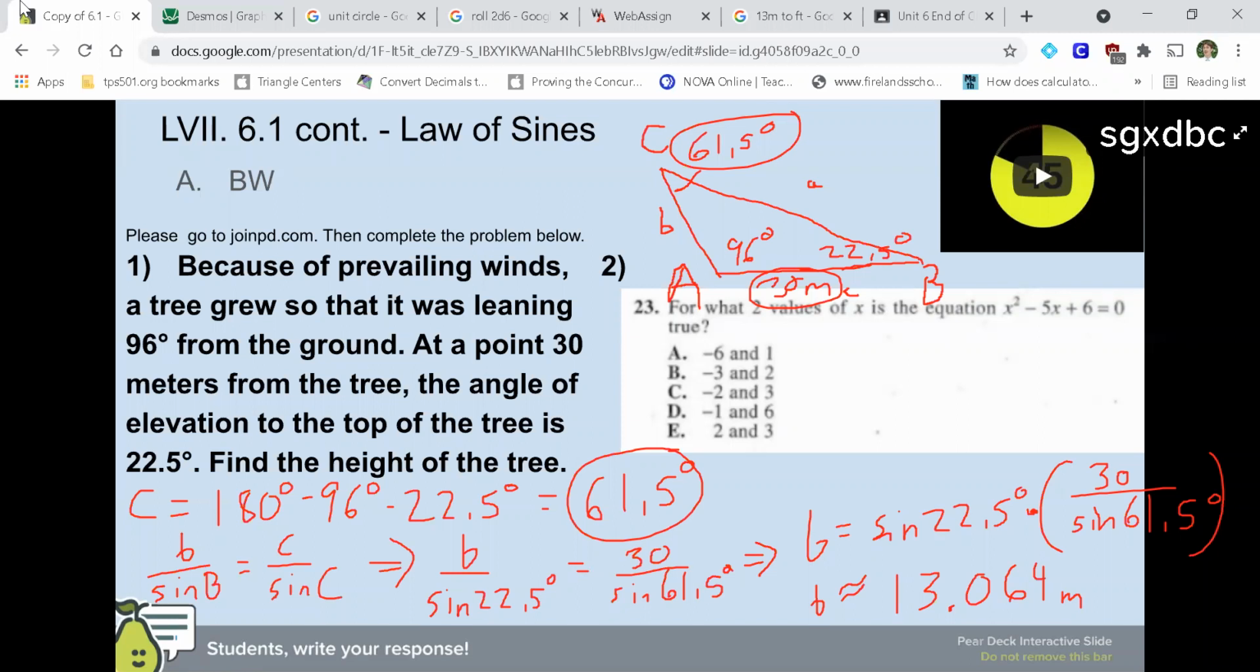Question about number one? The key is whenever you're given two angles and a side, always find the other angle first. And then use the law of sines to find whatever missing sides you might need.